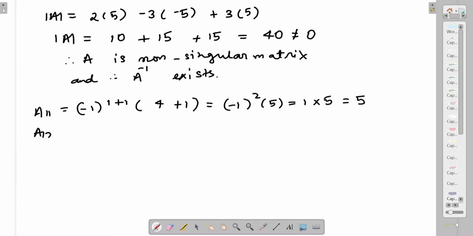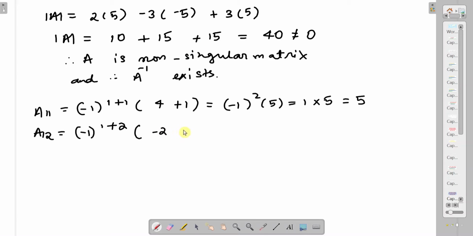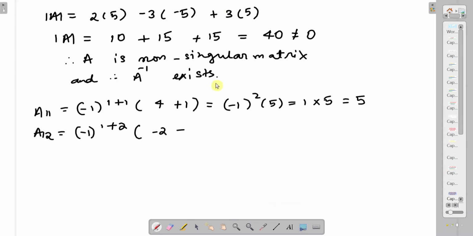Then A12, minus 1 raised to 1 plus 2. Now we have to hide the first row and second column. Minus 2 times 1 is minus 2, and minus 3 times 1 is 3. This will be equal to minus 1 raised to 3 multiplied by minus 5. This is nothing but minus 1 times minus 5, which is 5.